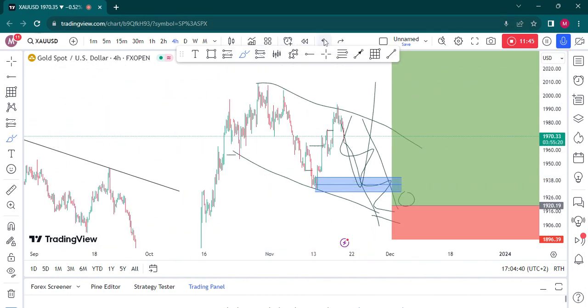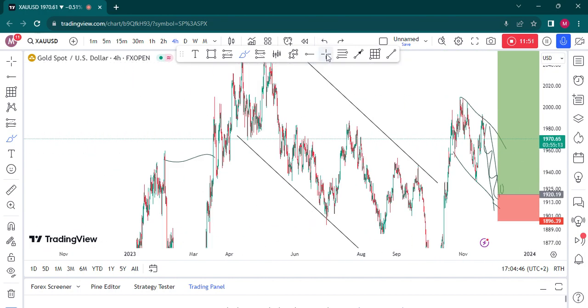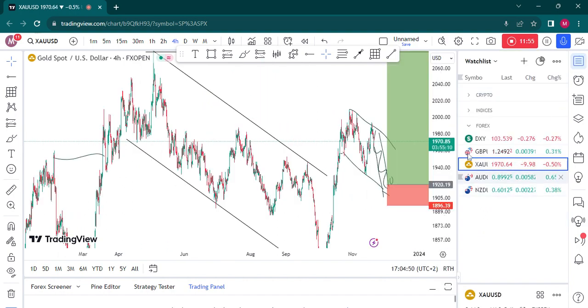So this is how I'll be trading gold and GBP USD this week, guys. I do have some other pairs that I'm going to be looking for. I do have AUD USD, NZD USD, and some indices there.